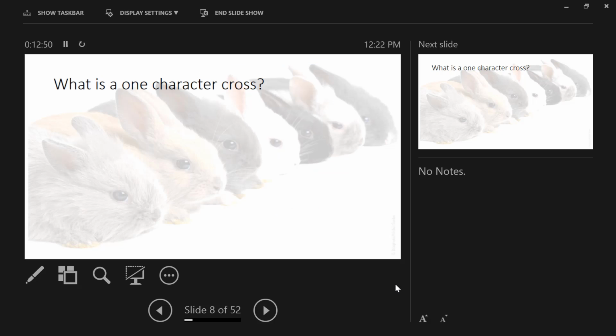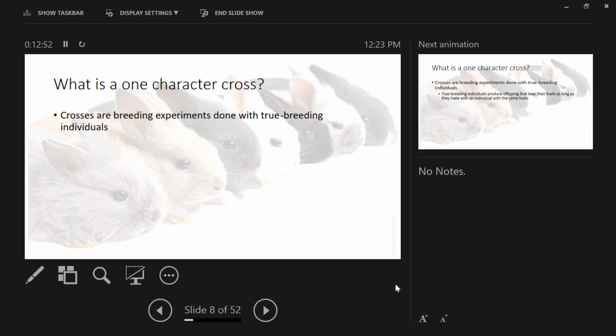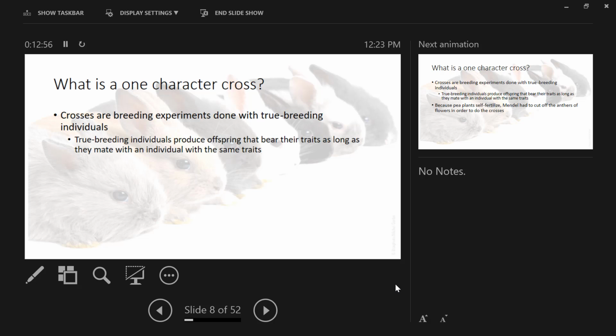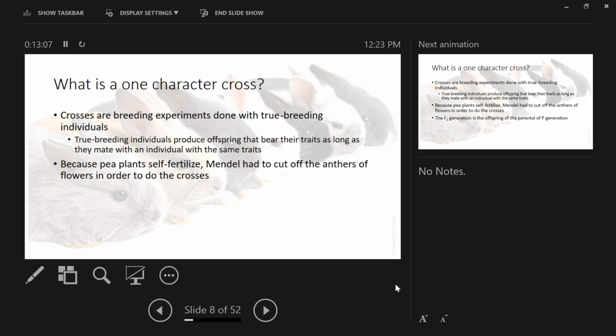One character cross. So what is a one character cross? We do this with true breeding individuals. They produce offspring that always bear their traits as long as they mate with individuals that have the same traits, and we already mentioned this, because they self-fertilize. He had to cut off the anthers of the flowers to prevent crosses and to control which individuals fertilized which individuals.